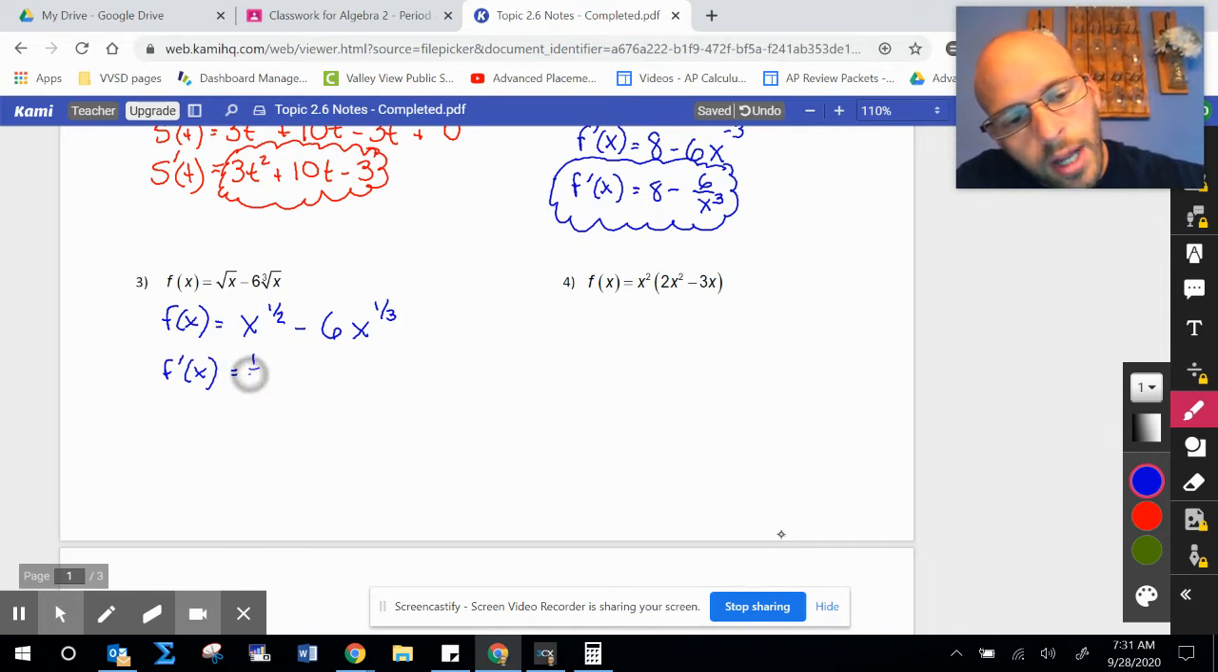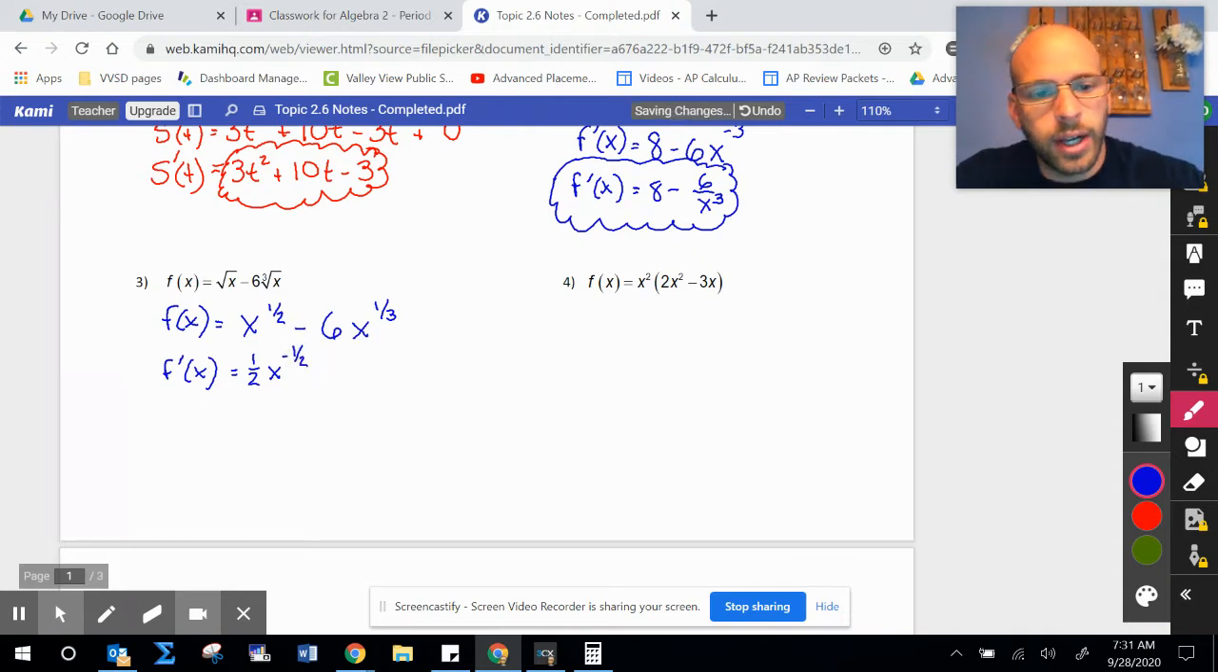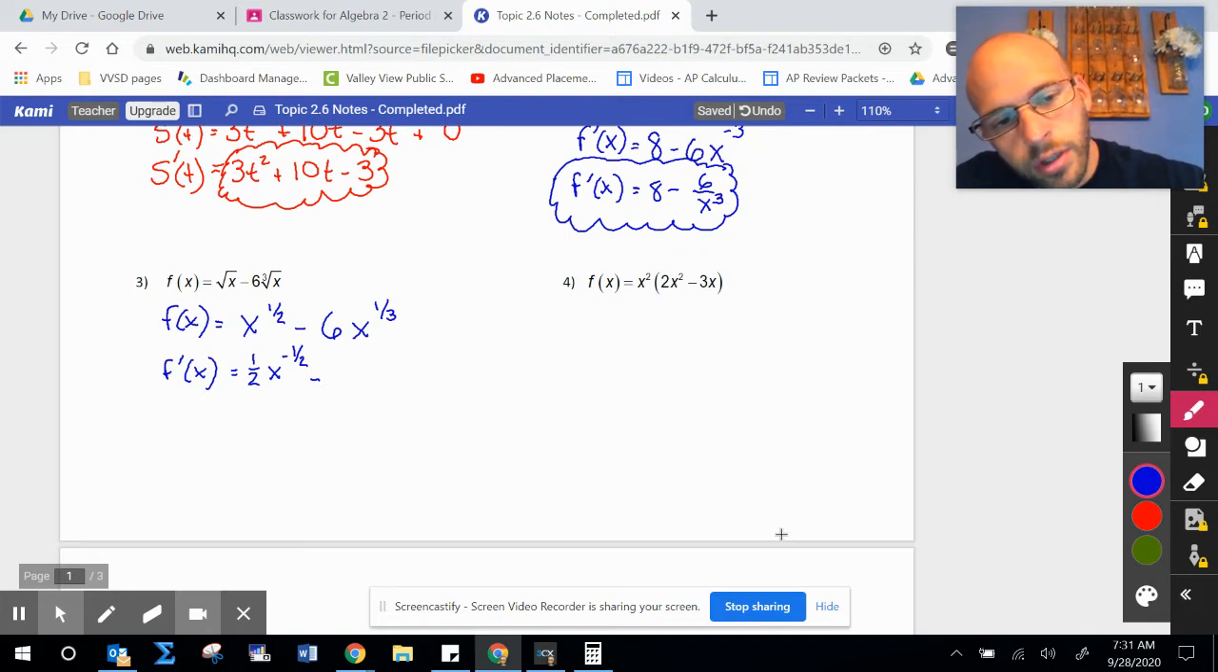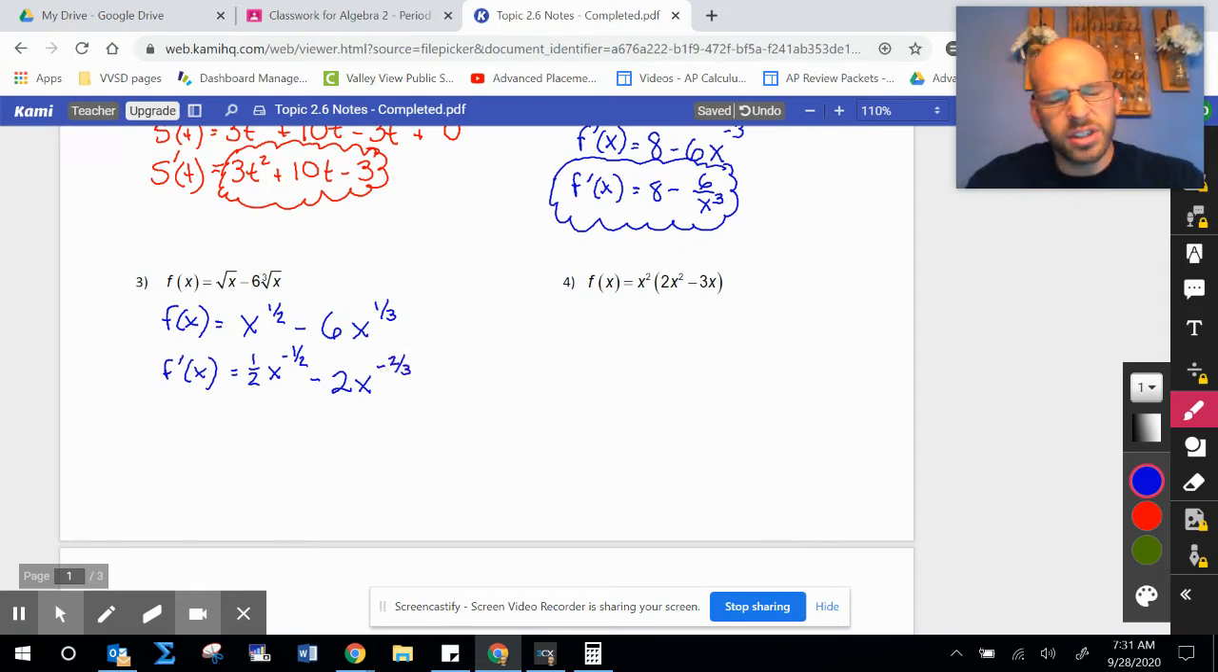I'm going to drop that exponent out front. I'm going to lower it a full degree, which would now be a negative 1/2, minus, if I do 6 times 1/3, that would be a 2x. If I lower it a full degree, I get a negative 2/3.